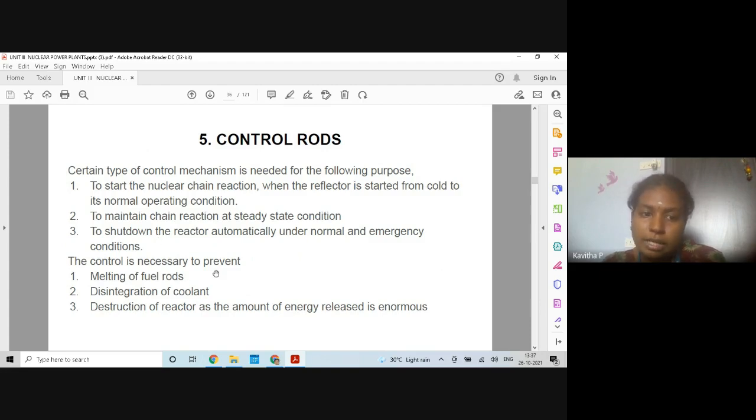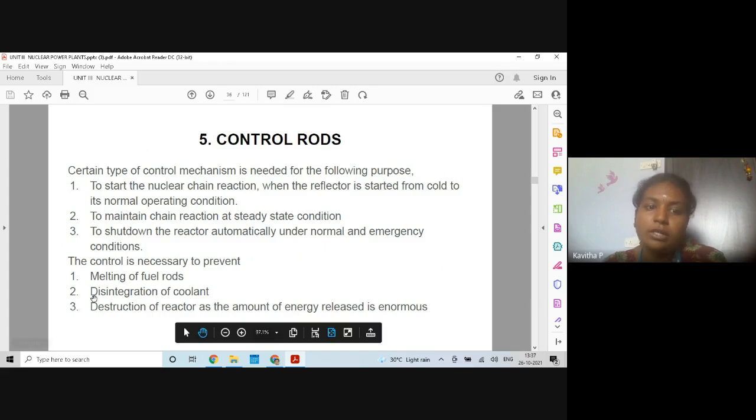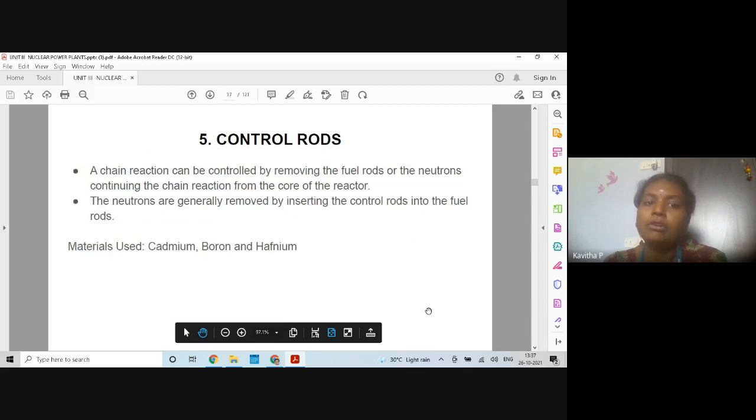And the control rod is necessary to prevent the melting of fuel rods, disintegration of coolant, and destruction of the reactor, as the amount of energy released is enormous. The control rods are also used for maintaining the pressure and temperature inside the reactor, because the fission process also generates an enormous amount of heat energy.